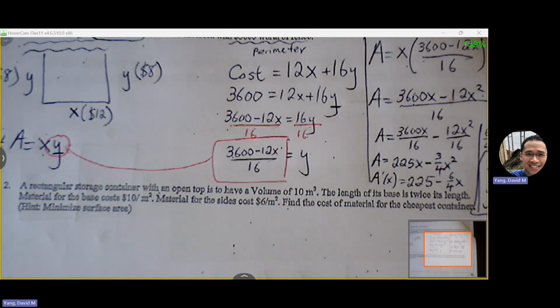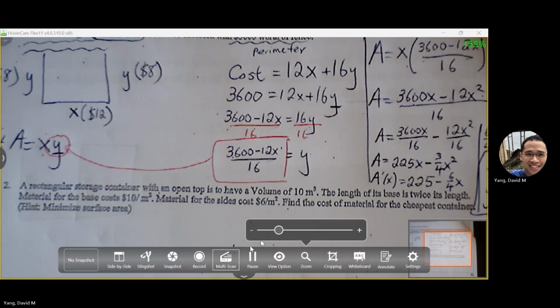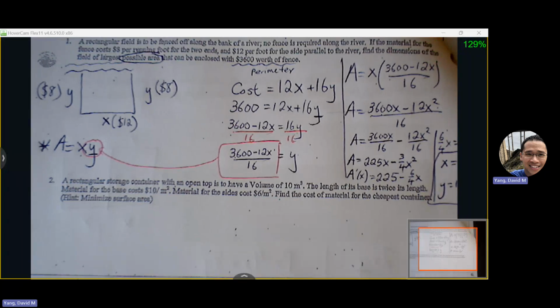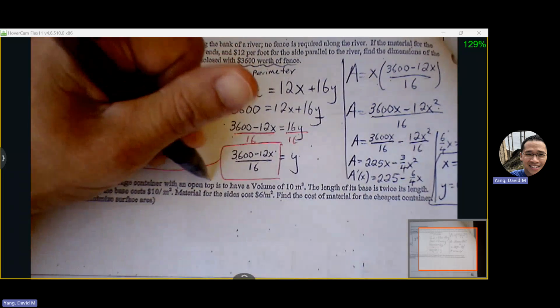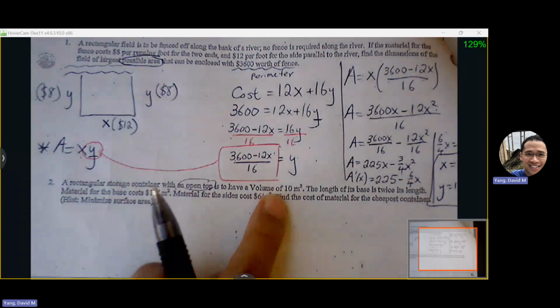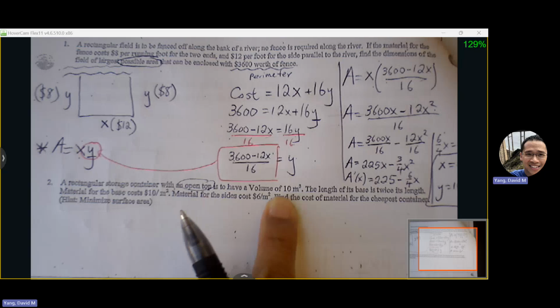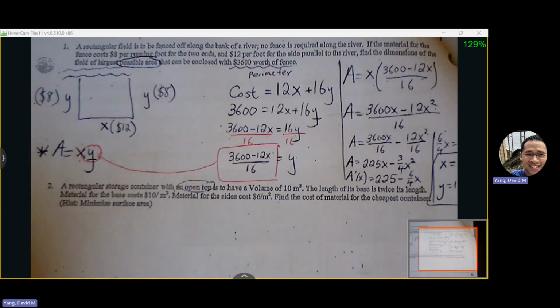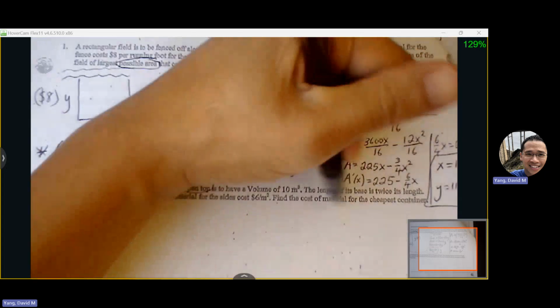So we have a rectangular storage container with an open top. So again, there's only 5 sides to worry about. Volume of 10 cubic meters. The length of its base is twice its width. Material for the base costs $10 per square meter. Material for the sides costs $6 per square meter. Find the cost of material for the cheapest container.